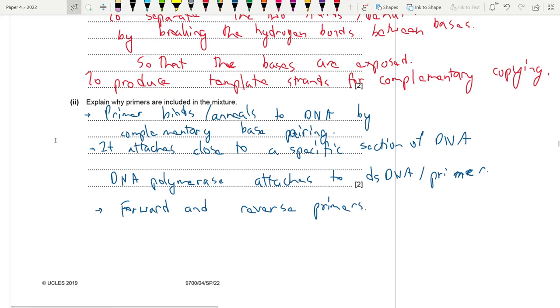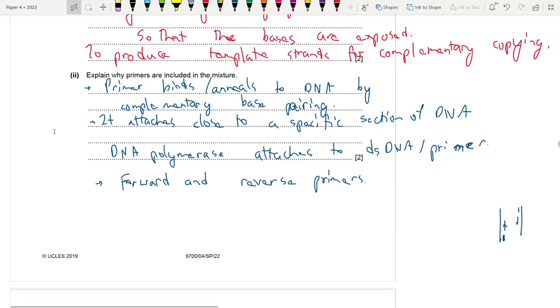So what are these, if you're wondering? Mainly it works in an anti-parallel nature. So there are two strands, right? So one primarily attaches here and the other attaches here. So it goes like this, all right? So that's basically it. Forward and reverse primers. You can just refer to them. You'll get a point for that, okay?